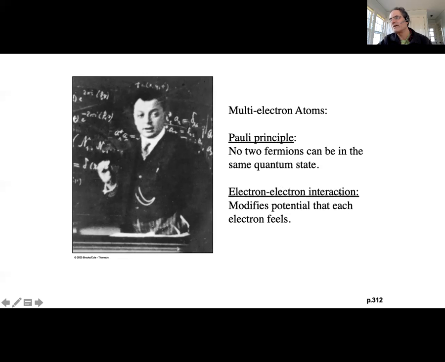Secondly, the electron-electron interaction modifies the potential that each electron feels. So remember, electrons repel one another, and that's important when we think about the energy states of a multi-electron atom. In fact, this interaction makes the problem very complicated because we sort of have to know where all the other electrons are before we can find the potential that one electron feels. But of course, that's exactly the problem we're trying to solve. Where are all the electrons? So the problem has to be solved in what's called a self-consistent fashion.